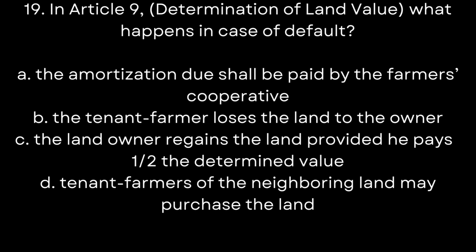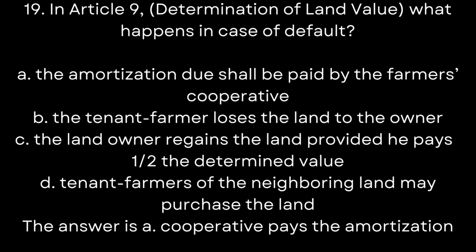19. In Article 9, Determination of Land Value, what happens in case of default? A. Amortization due shall be paid by the farmers' cooperative. B. Tenant farmer loses the land to the owner. C. The landowner regains the land provided he pays 1/2 the determined value. D. Tenant farmers of the neighboring land may purchase the land. The answer is A. Cooperative pays the amortization.